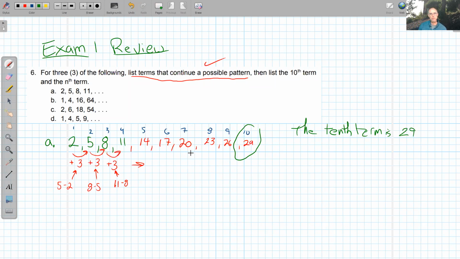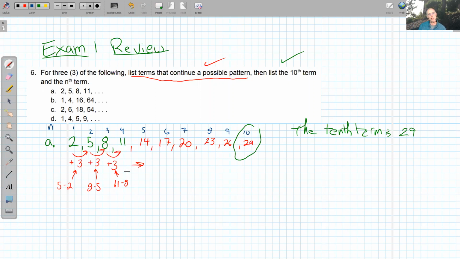We listed out a few terms, and then I found the 10th term, so I got that covered. And then nth term. That means find a formula where n is one of these blue numbers here. So I could just plug in the number 10 for the 10th term, and out pops 29.